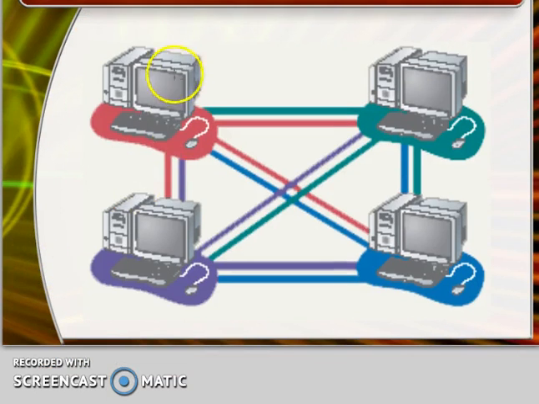This is a typical example where four systems are connected with each other. The system shown in red is connected with the blue, also with the green, also with the purple. Likewise, the green system is connected with the blue system, and every system is connected with each other.